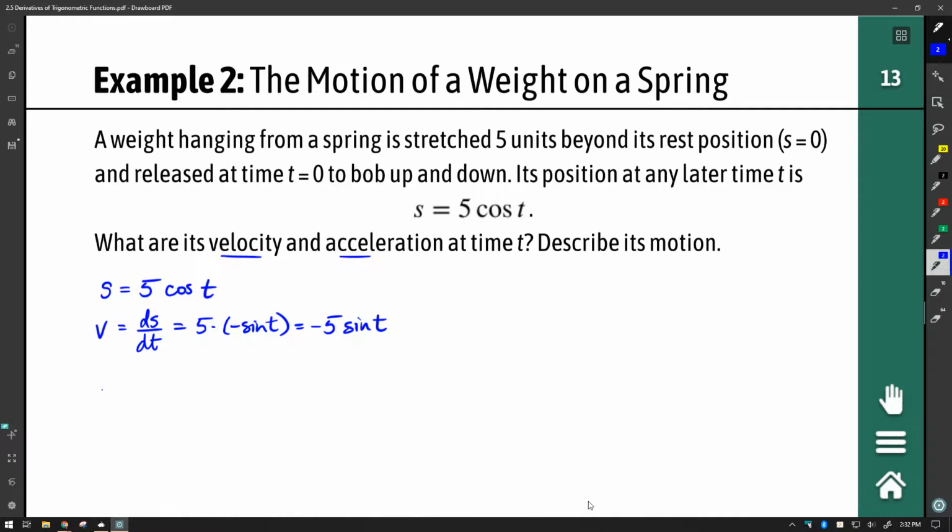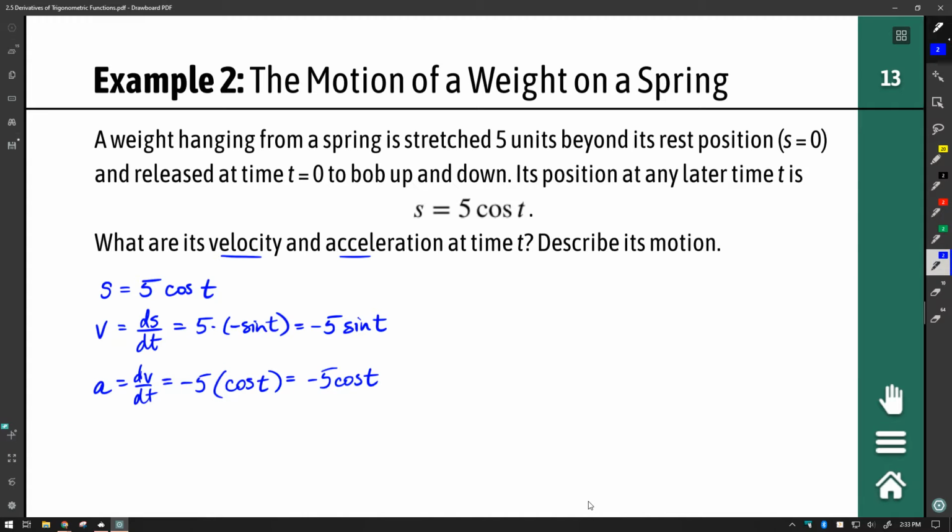Let's move next to the acceleration. The acceleration, we know, is the derivative of velocity with respect to time. And so that means, let's see, derivative of negative 5 sine of t, the negative 5 comes along as a constant multiplier, and the derivative of sine of t is cosine of t. So now that means the acceleration is negative 5 cosine of t.